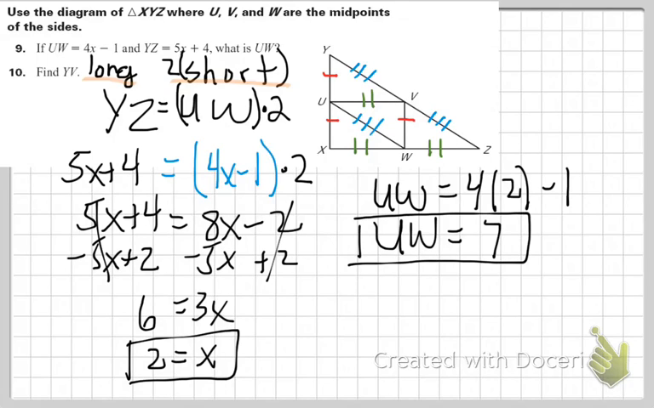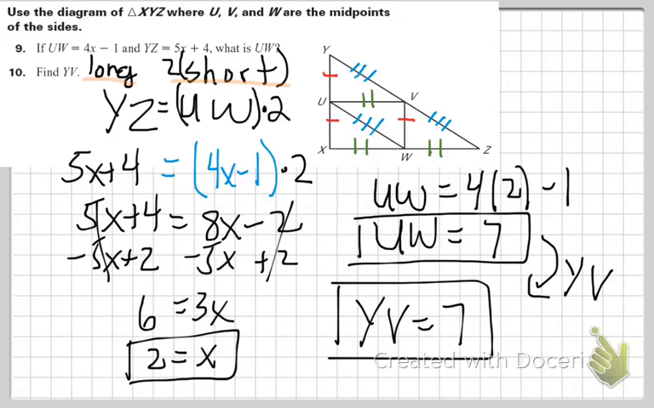That answers number 9. Well, it turns out YV is the same length. So YV equals 7 because YV plus the other side VZ has to be double 7. There we go.